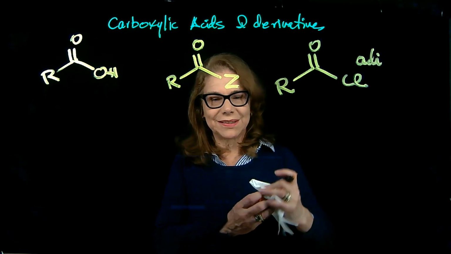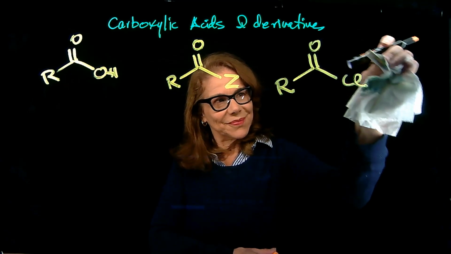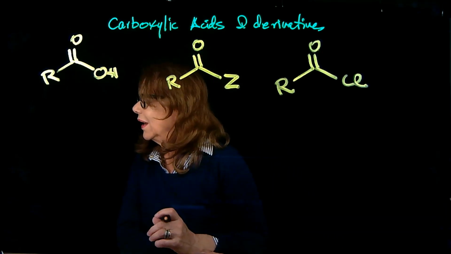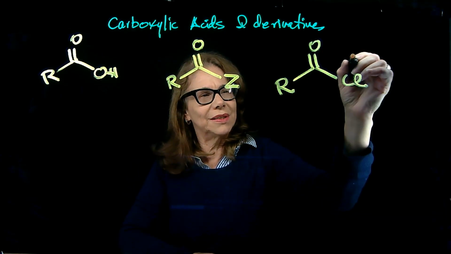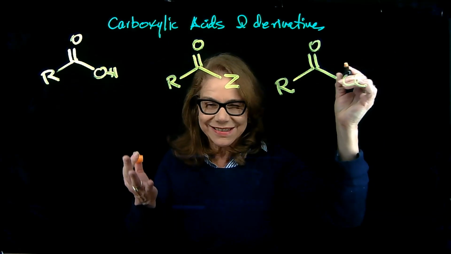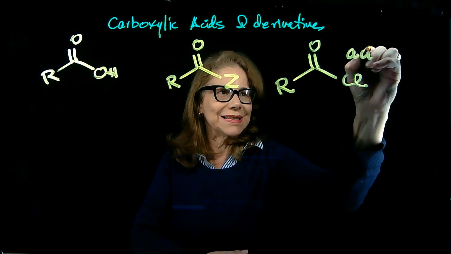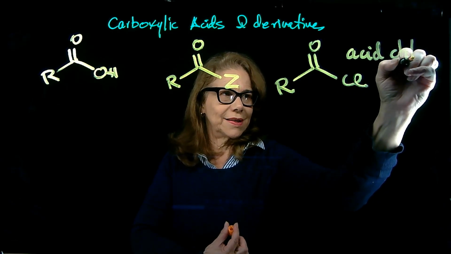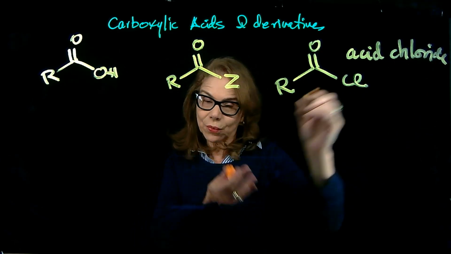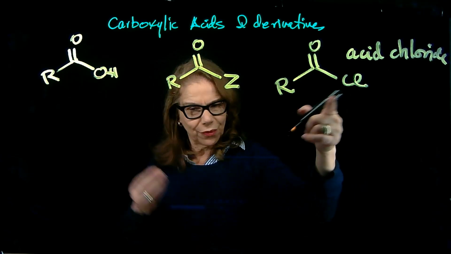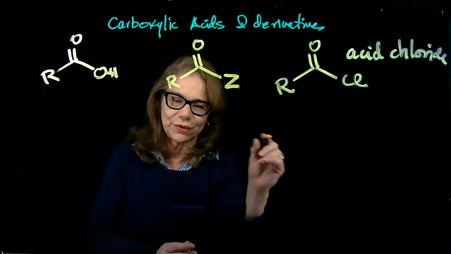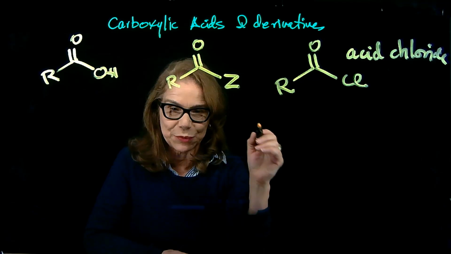Oh, bad spelling. So again, what is chloride, but in general is halide. So acid chloride in this case. So that's one type of derivative. That could be, of course, fluorine, bromine, most commonly chlorine and bromine.